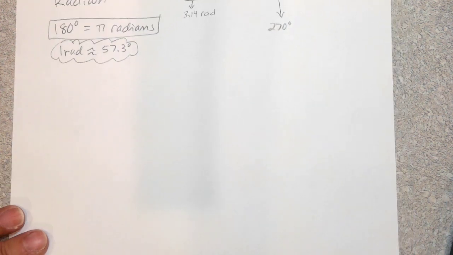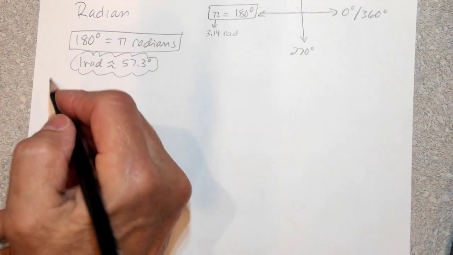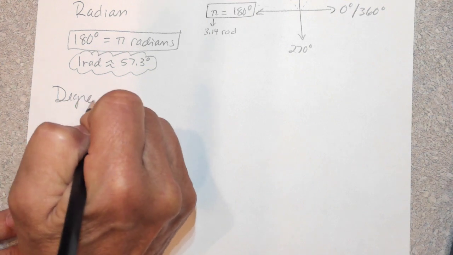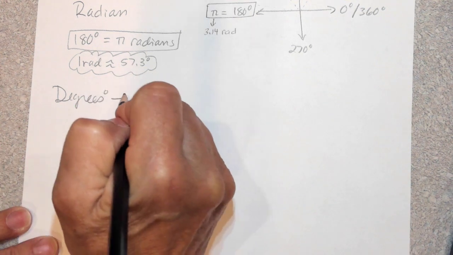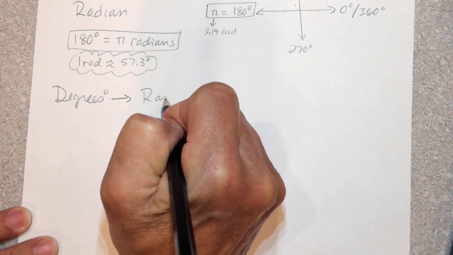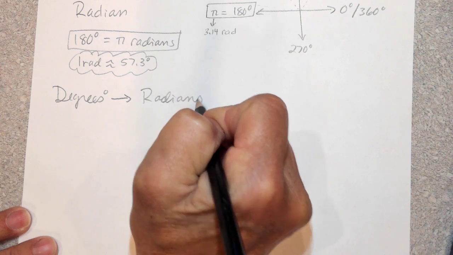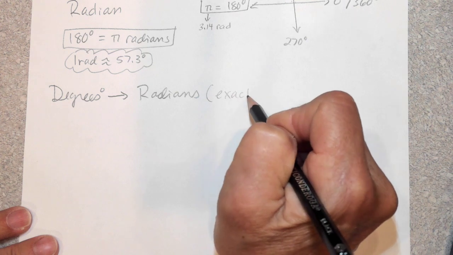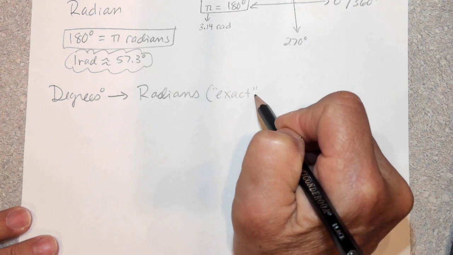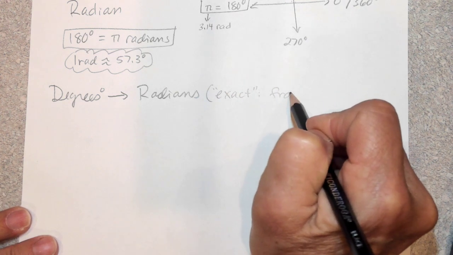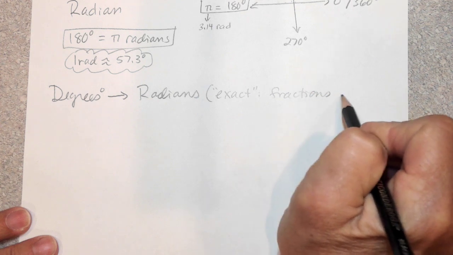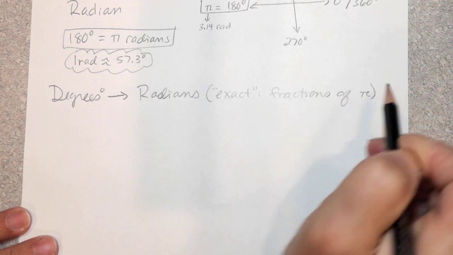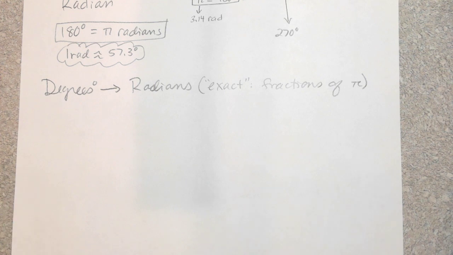But what we're specifically learning today is how to convert. So if I have to go from degrees, which is what we're usually used to and starting with now, and I need to change that into radians, keeping in mind that in radians, my answers are going to be what we call exact, and that's going to mean that they're going to be fractions of pi. And so you're not going to have decimal answers. If you have decimal answers, they are not going to be correct.